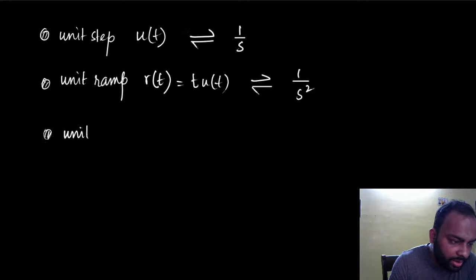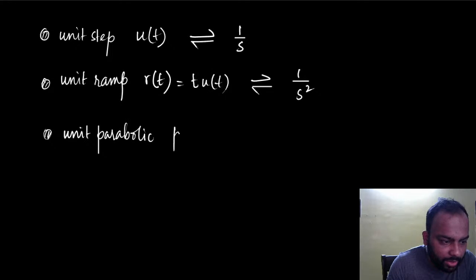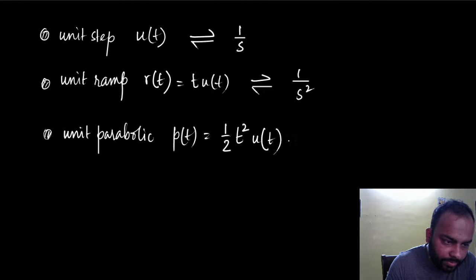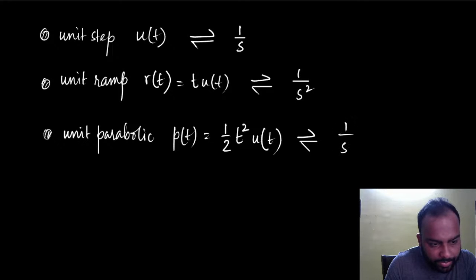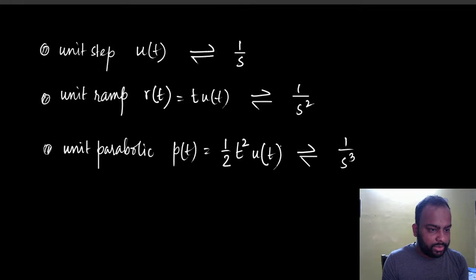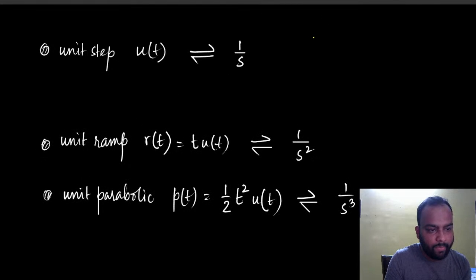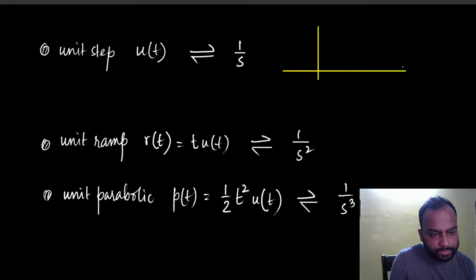And then we have the unit parabolic signal, unit parabolic input, that's essentially half t square u(t), and its Laplace transform is 1 by s cube. All right, here we have the Laplace transforms. So if I draw them in the time domain, you know what they look like, but let me just redraw them once more.